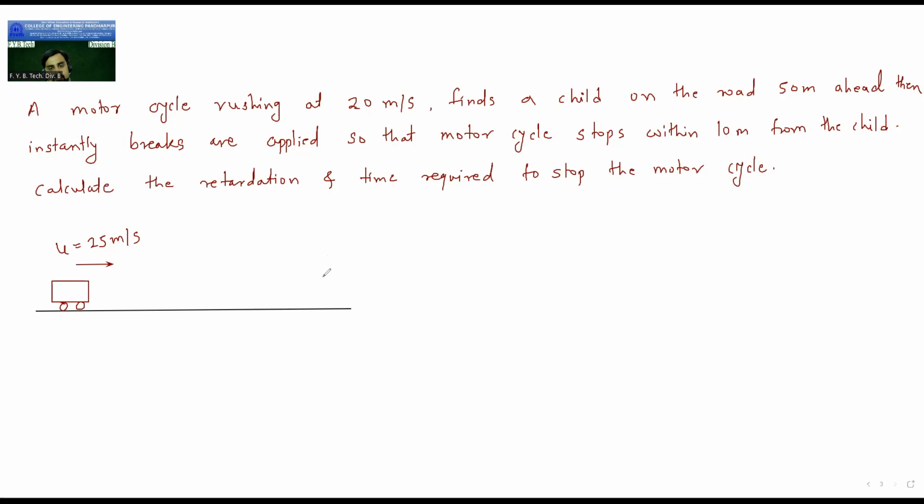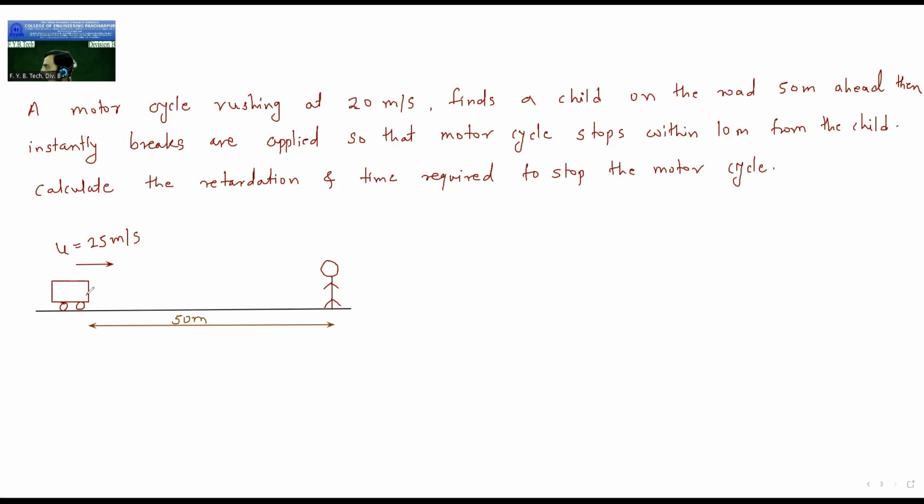Okay. He saw a child on the road. So suppose now the child is standing here. Okay, this is the child. What is the distance when this motorcycle saw this child? It was 50 meter. So the distance between these two is 50 meter. Okay.